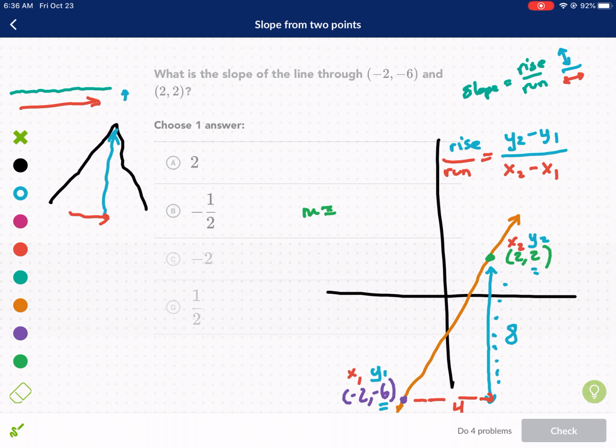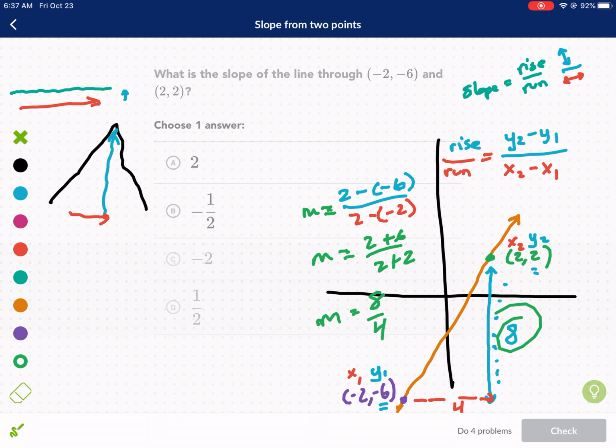So we have y2 minus y1, negative 6. Make sure you include the negative with the parenthesis, divided by, then we have 2 minus a negative 2. Well, we have to change the negative to positive, so we have 2 plus 6 in the top, 2 plus 2 in the bottom. What do we get? We get 8 in the top, 4 in the bottom. That's exactly what we got here.